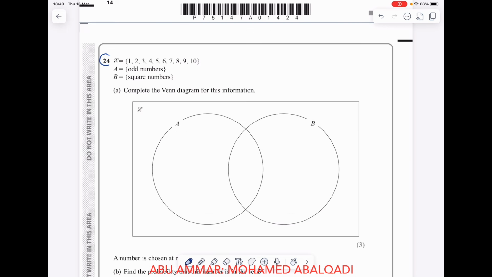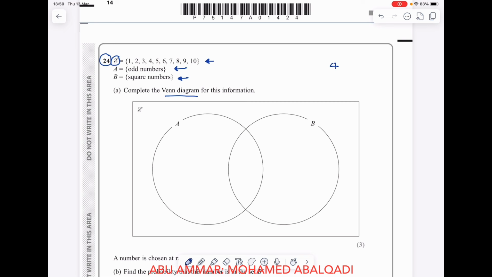Next question is question 24, and question 24 is about a Venn diagram. And a Venn diagram is a diagram that is used to sort out data. So all the data that will be considered is here, represented by this sign here, which is the universal set symbol. And in section A, we are going to have all the odd numbers, and odd numbers are numbers that cannot be divided by 2 to get a whole number. And then in section B, we're going to have square numbers, and a square number is the result that you get when you multiply a whole number by itself.